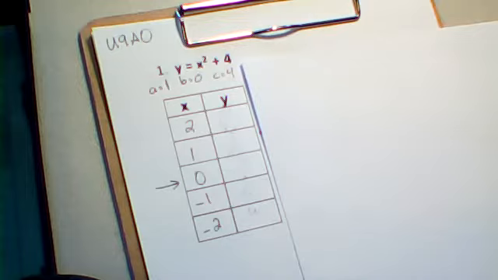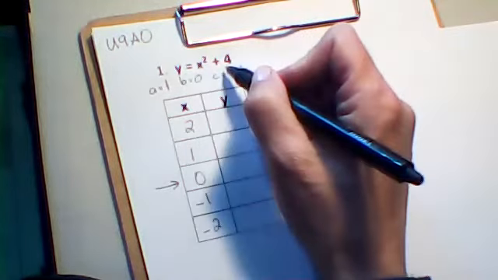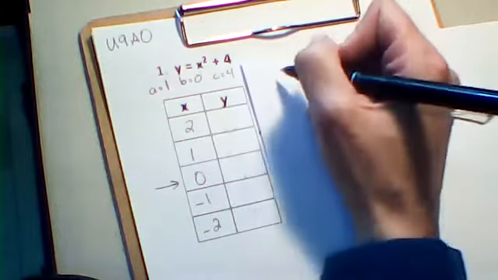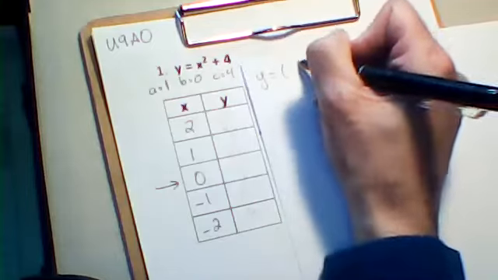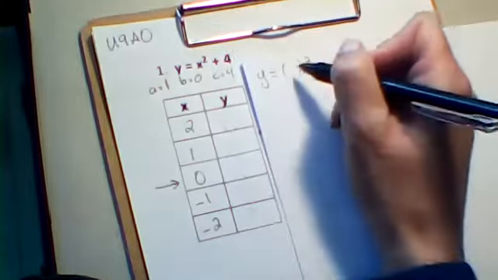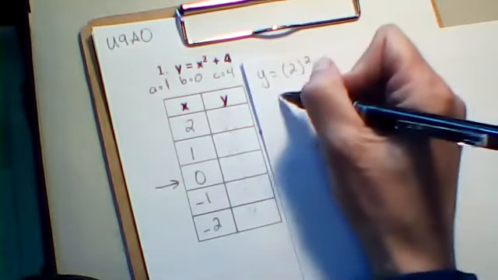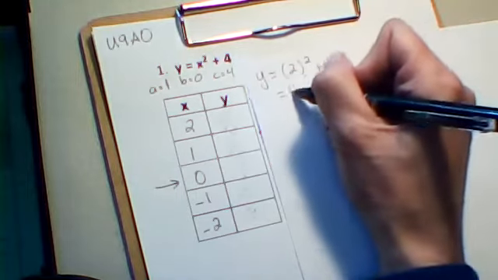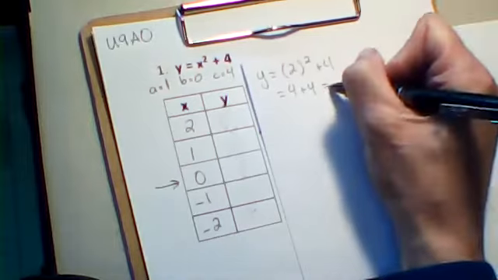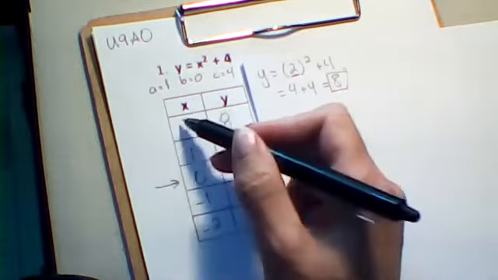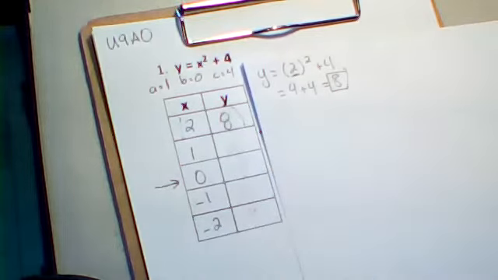How do I figure out what the y's are? I take this equation, and instead of an x, I substitute a 2 in place of the x. So y equals 2 squared plus 4. Then you solve that to find out what y is when x is 2. 2 squared is 2 times 2, that's 4, plus 4 gives me an 8. So when x is 2, y is 8. That gives me one point I can graph: the point (2, 8).